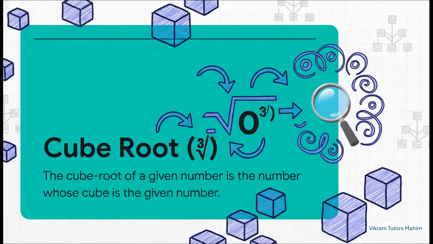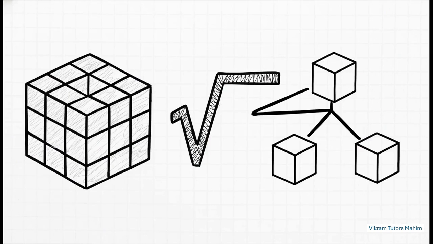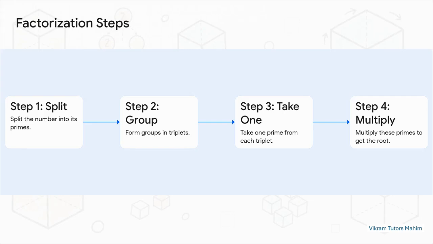All right, now let's go in reverse and talk about cube roots. It's the opposite of cubing. There's a really straightforward way to do this, called the factorization method. It's a simple 4-step process. Split, group, take 1 from each group, and multiply.